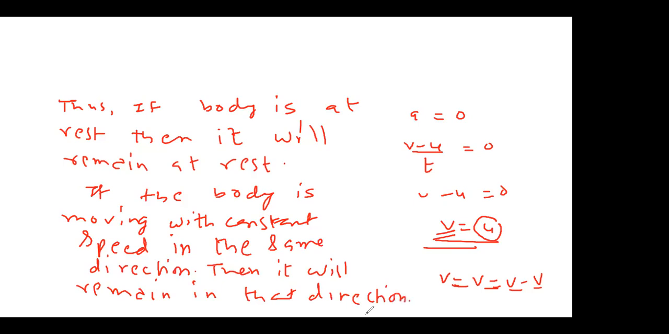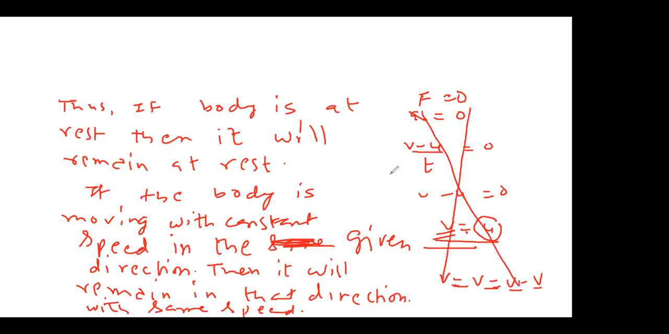So there are two possibilities. If the body is at rest, it will remain at rest. If the body is moving with constant speed in a given direction, then it will remain in that direction with the same speed. Or you can say in simple terms, it moves uniformly or it is at rest unless we apply some force. So again explaining. Force 0, acceleration 0, v is u, the body keeps on moving in a straight line in the same direction, or it remains at rest. Copy.